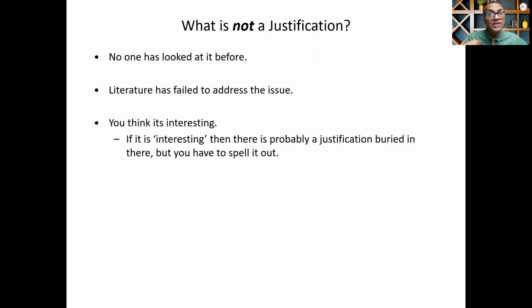What is not a justification? I said what justification is; now I'm talking about what is not a justification. No one has looked at it before. When I say not a justification, it means no one has looked at this research problem and the literature review has failed to address the issue. Obviously, you think it's interesting. If it's interesting, then there is probably a justification buried in there, but you have to spell it out clearly.